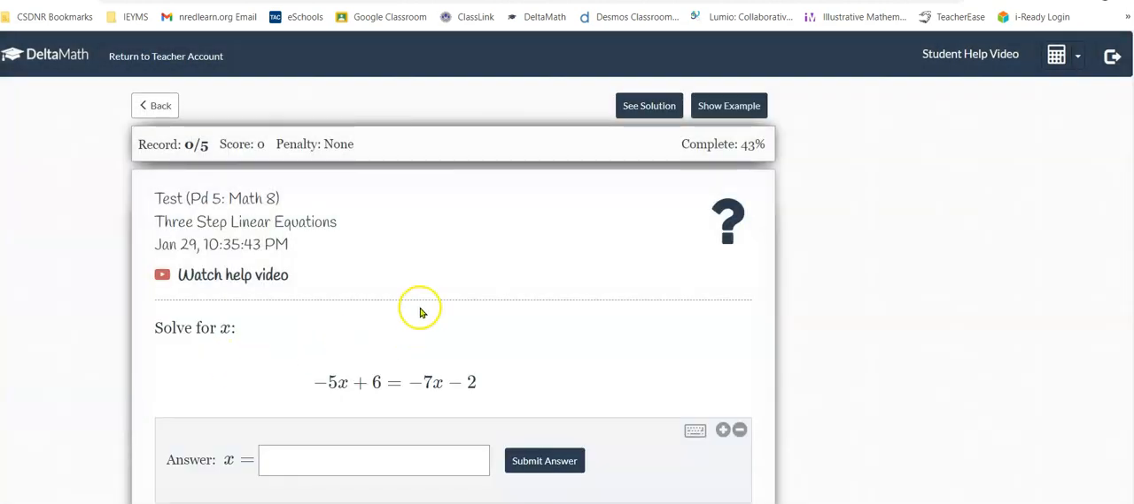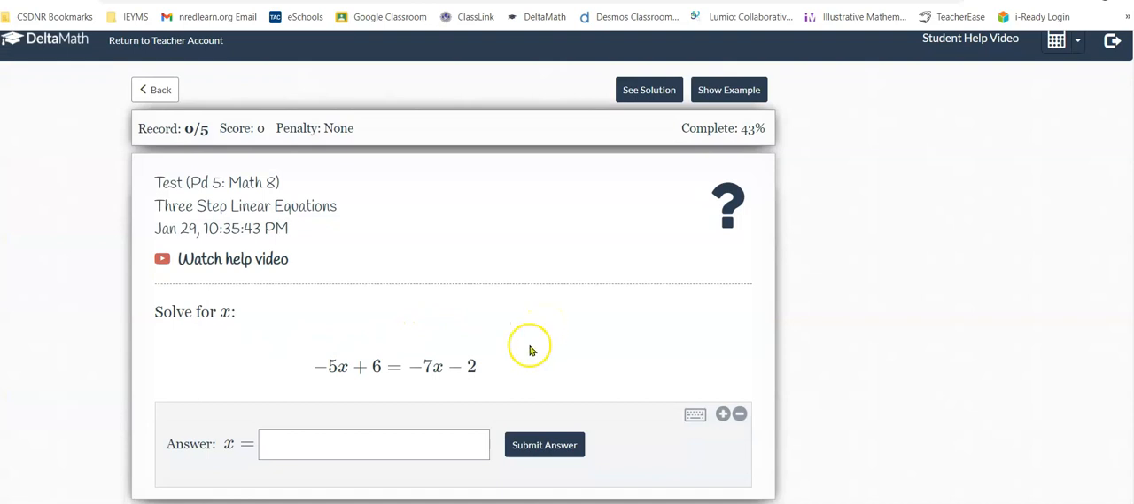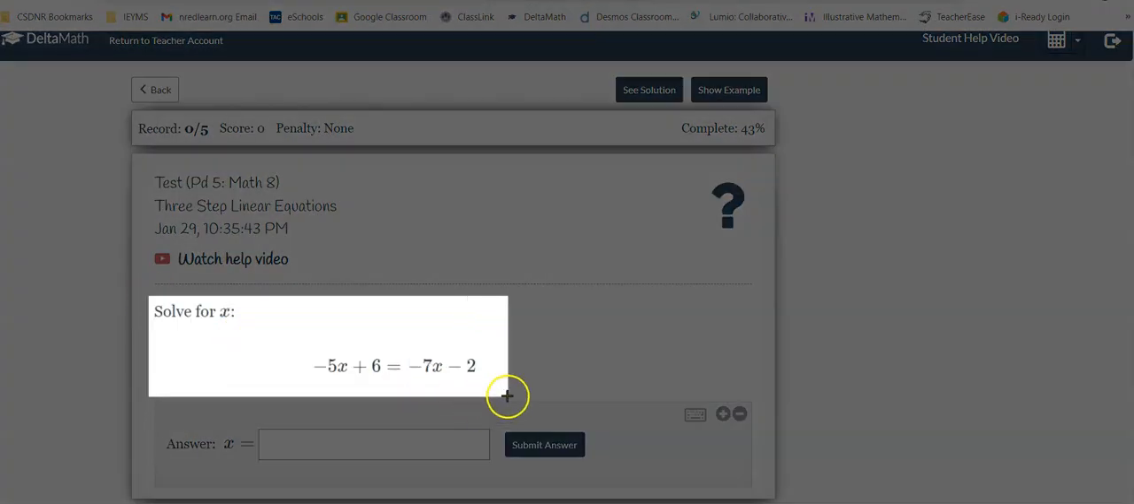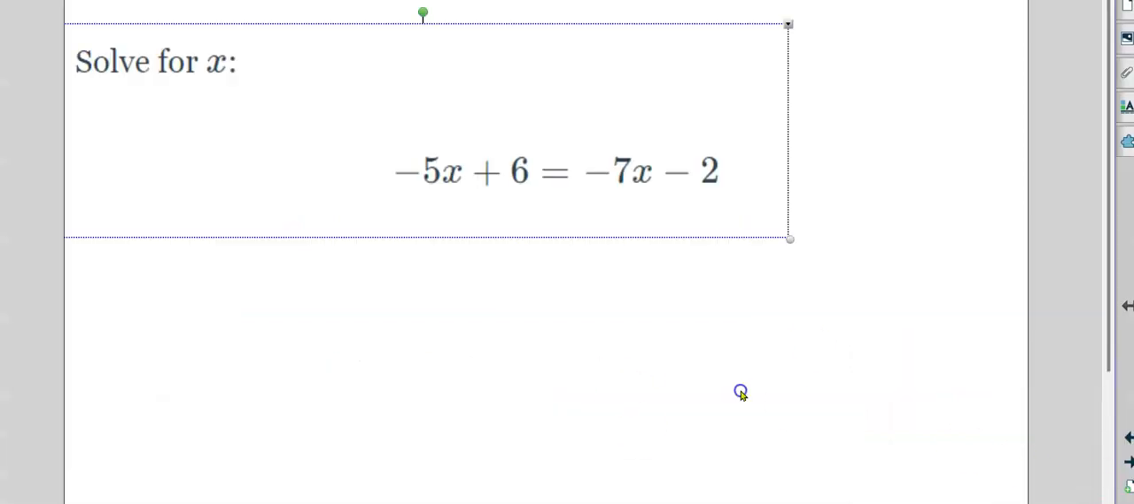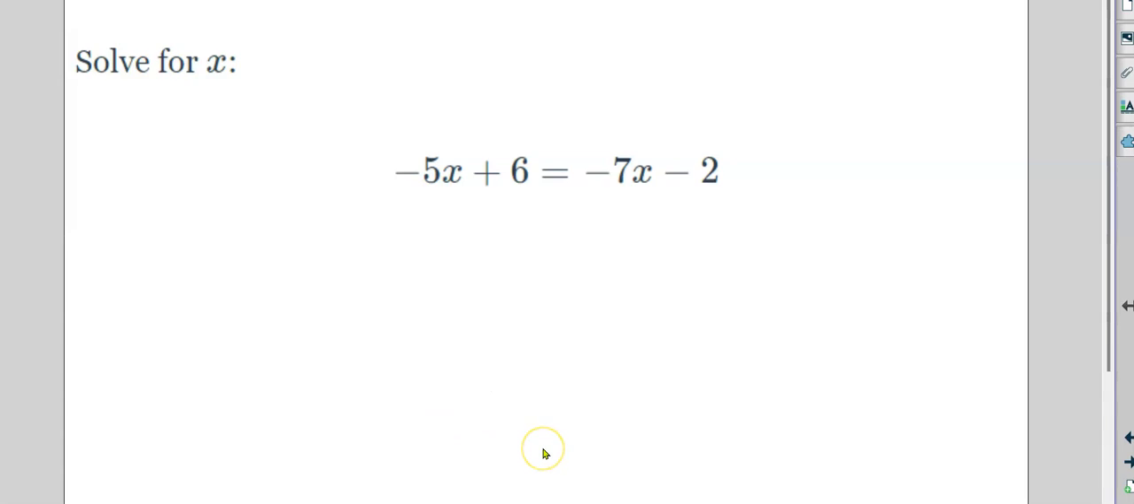All right, last topic, 3-step linear equations. So this one is new for you this year in 8th grade. In 8th grade, we learned that we can have variables on both sides of our equal sign. So this is our equal sign, and we have 2 terms on each side. So it doesn't matter whether we have the variables on this side and the constants on that side, or whether we have the constants on this side and the variables on that side. It doesn't matter. I prefer my variables on the left.